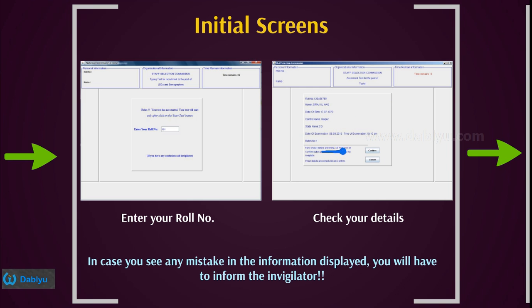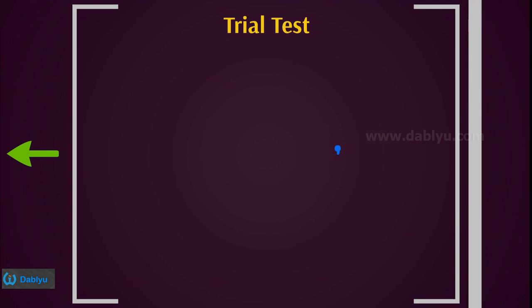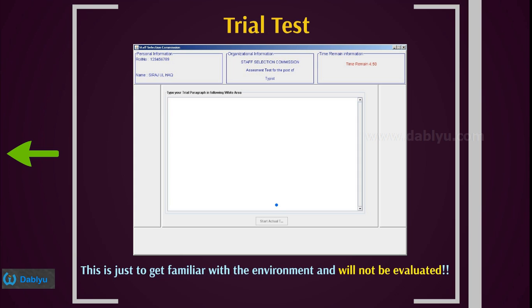So once you're done with checking the details, after you press confirm, you will be given a few instructions. Once you go through the instructions, you can click on start trial test. You will be shown a screen of trial test with time 5 minutes. See, this trial test is just for you to get familiar with this software and all, that's it. So whatever you type here won't be evaluated at all.